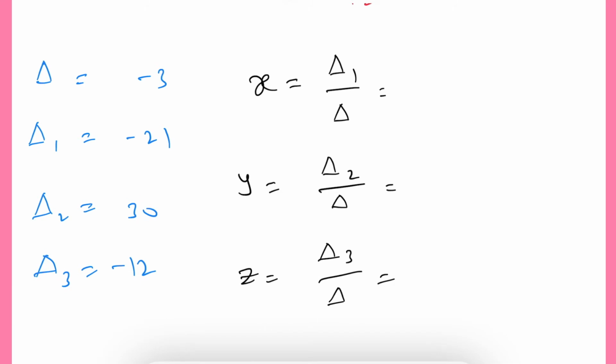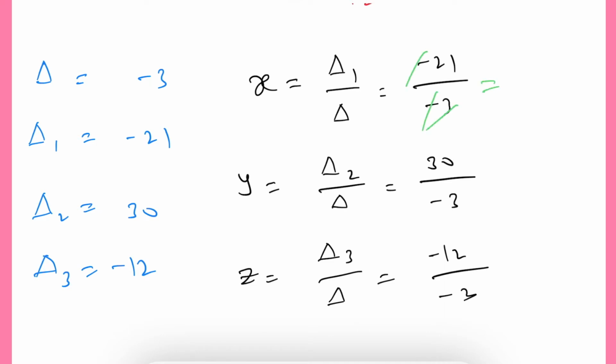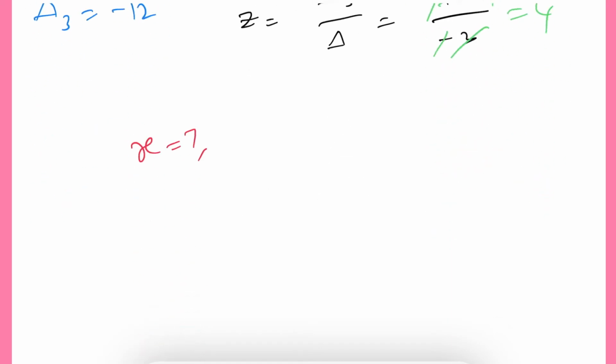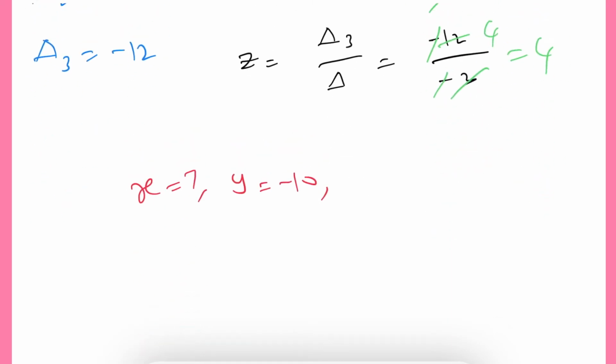Okay, let us write the values then. Delta 1 is minus 21 by delta minus 3, delta 2 is 30 by delta minus 3, delta 3 is minus 12 by delta minus 3. Let us simplify this further. Minus minus cancel, 3 1s are 3, 3 7s are 21; 3 10s are 30, so minus 10; minus minus cancel, 3 4s are 12, so it is 4. The x value we got is 7, y value is minus 10 and z value is 4. So let us write all together: x equals 7, y equals minus 10, z equals 4.